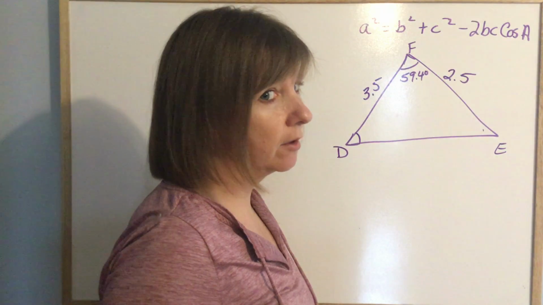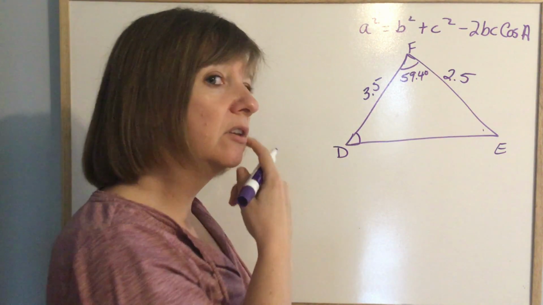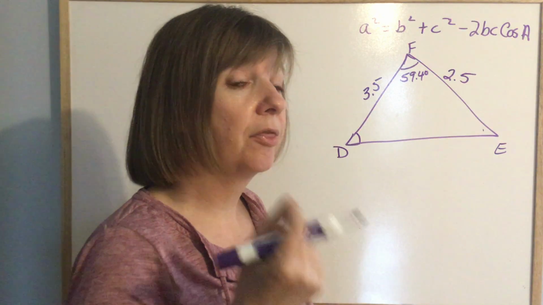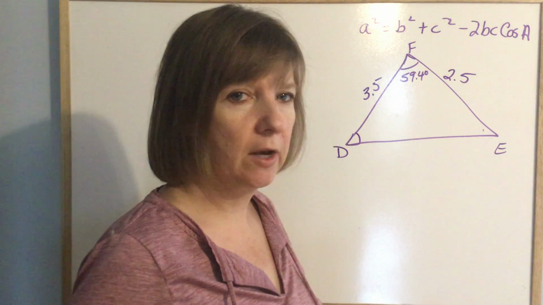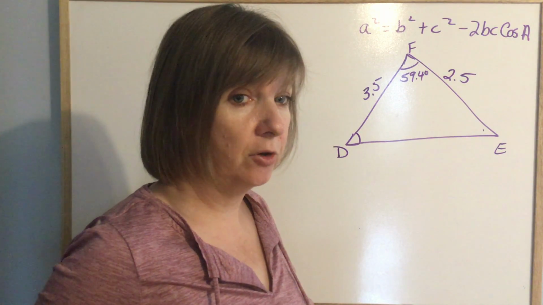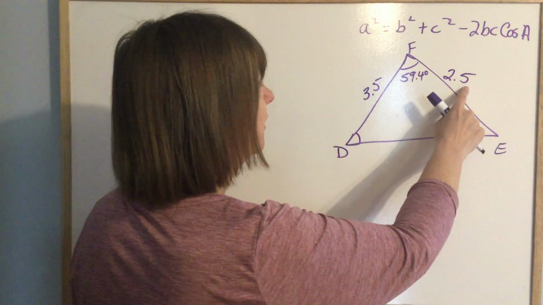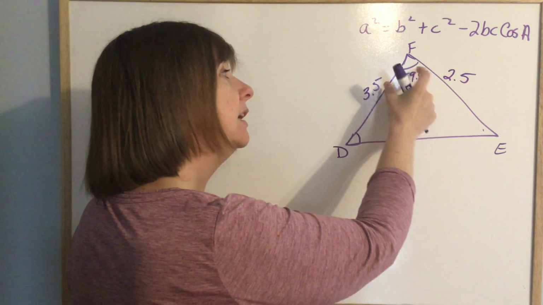So I don't know everything about E. And I know side D, but I don't know angle D. So I don't know everything about D. There is no letter that I know both the side and the angle for. That means I'm going to have to use law of cosines. What I want you to notice is I know 2 sides and the angle that is in between.